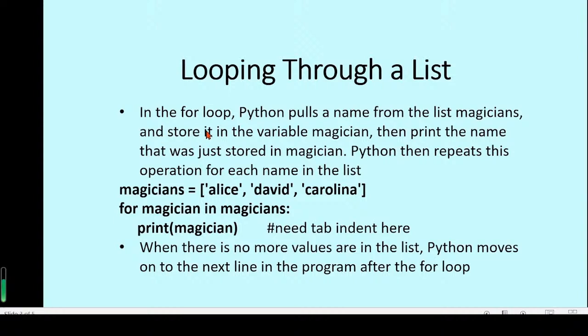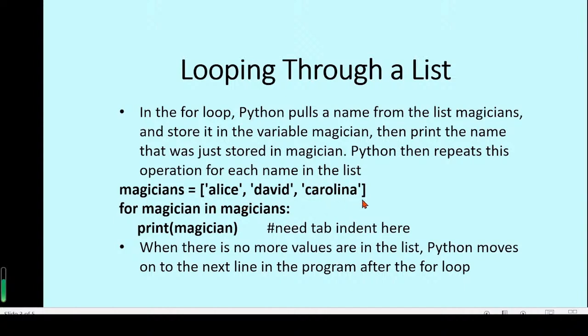In the for loop, Python pulls a name from the list magicians and stores it in the variable magician. Then it prints the name that was just stored in magician. Python then repeats this operation for each name in the list.